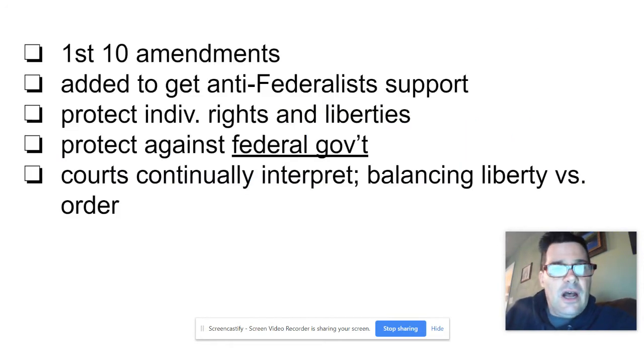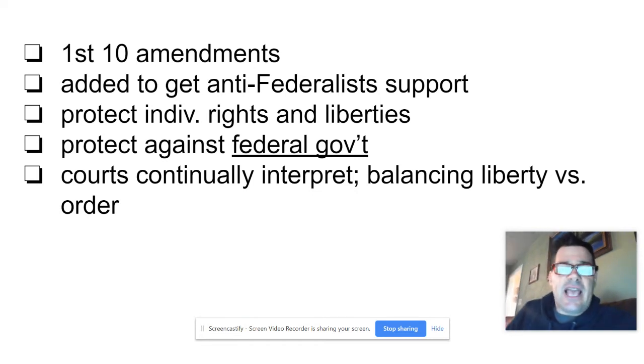So Bill of Rights, it's the first 10 amendments. It was added to get anti-federalist support. It was to protect individual rights and liberty from the federal government. So this isn't telling you what your rights are. It's telling the federal government what it cannot violate. That's really clear. These are what we would call negative rights, where it's a negative. It's telling the government, you federal government, you can't mess with these things.